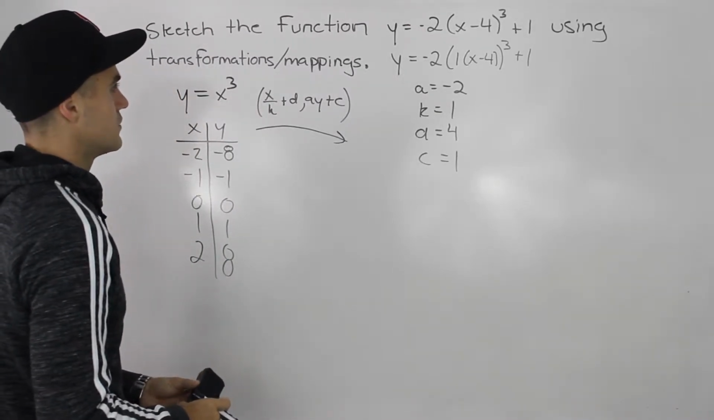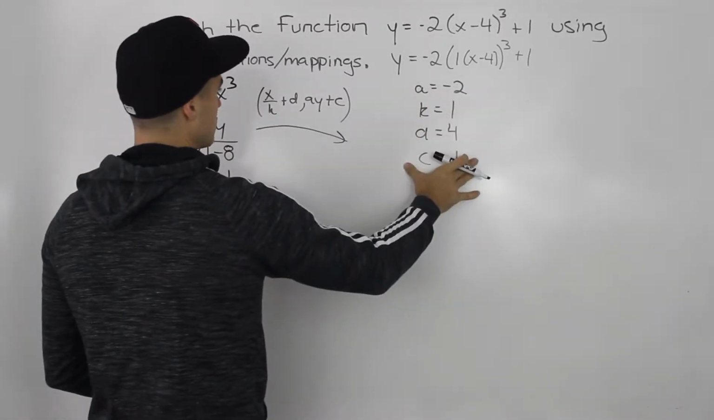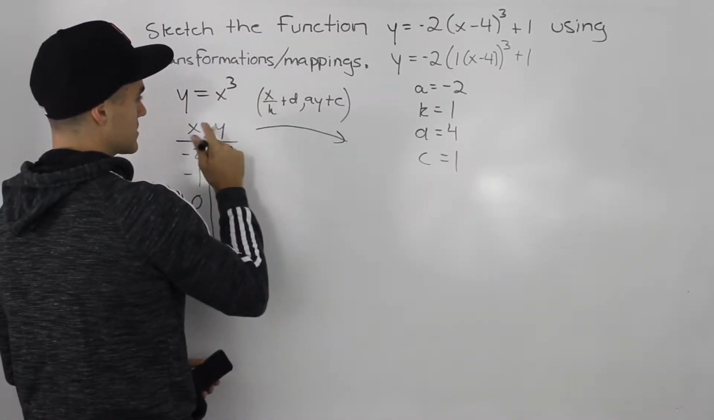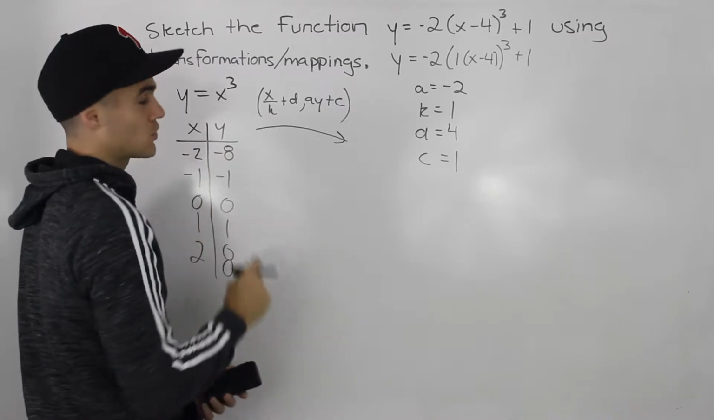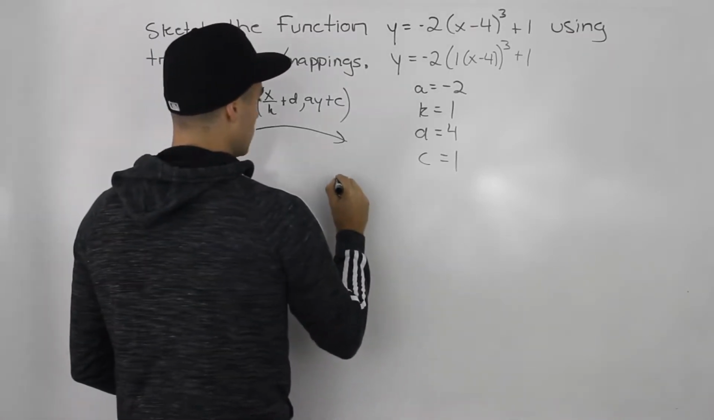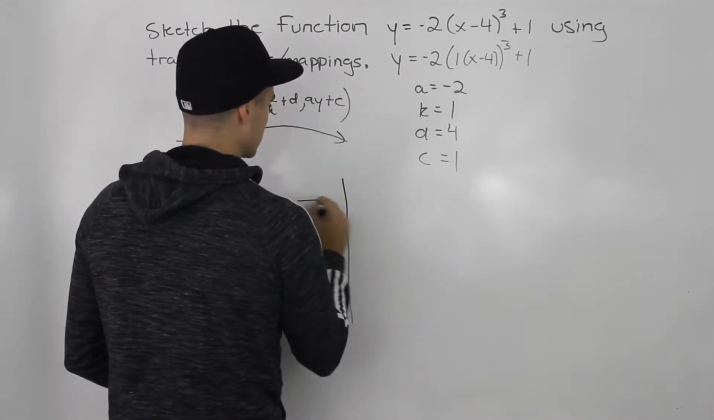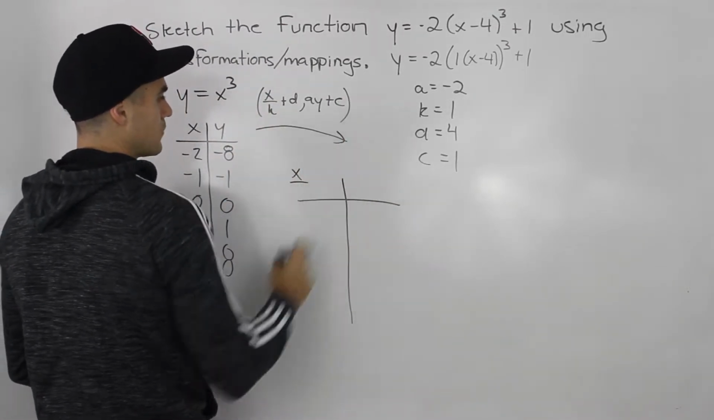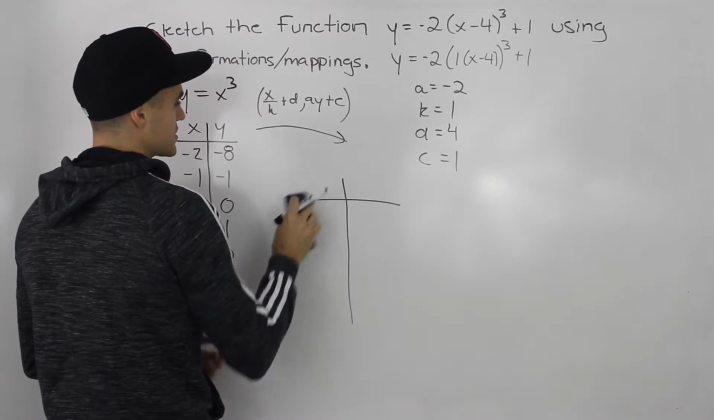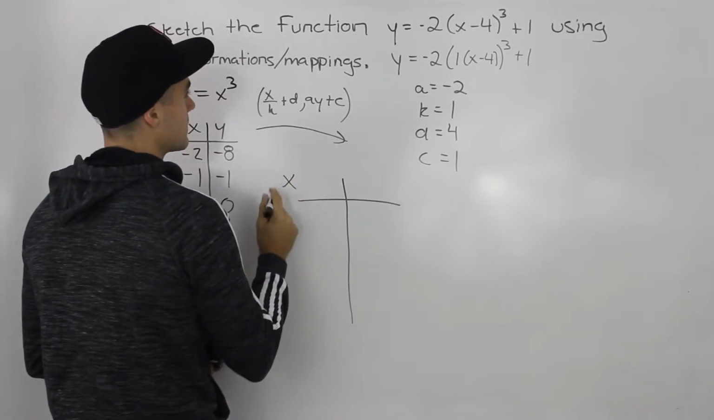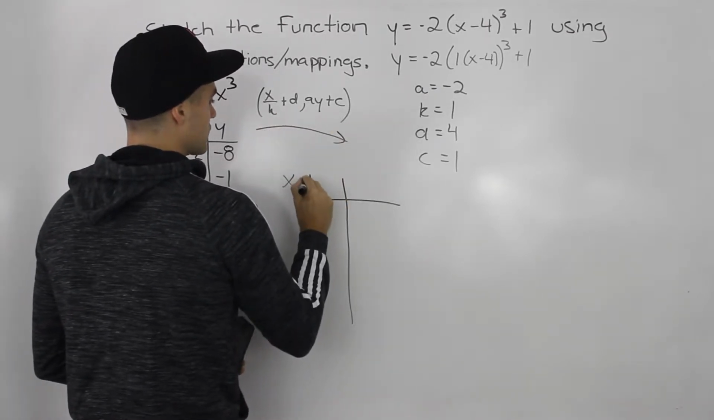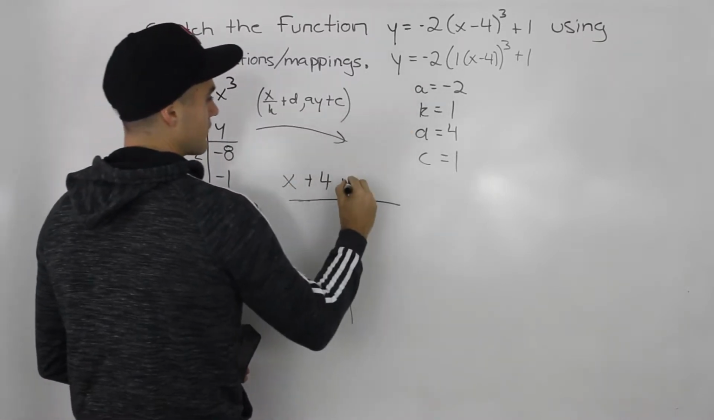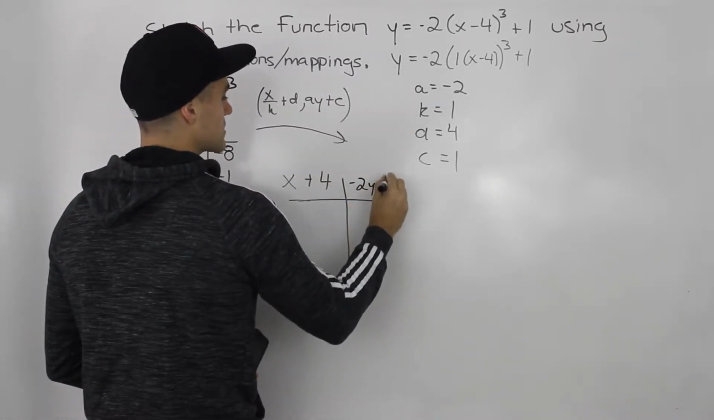Now we can use these transformation values and make formulas for how we're going to transform these coordinates. For our new table, we're going to take all of these x values and divide them by k, which is 1. So x divided by 1 is just x. Plus d, which is 4. And then we're going to have ay plus c, so -2y plus 1.